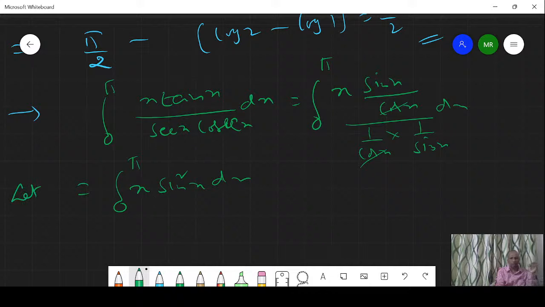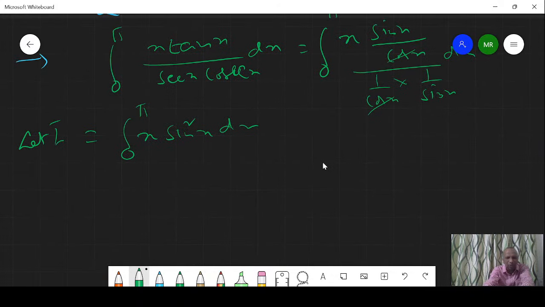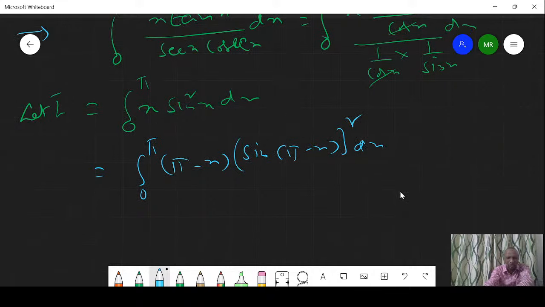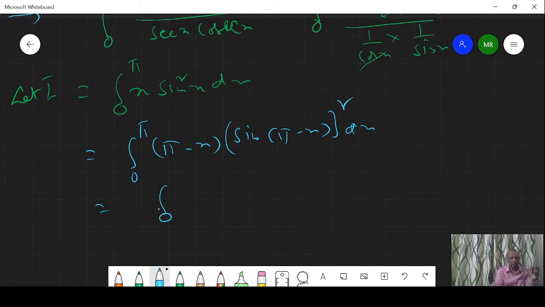Now you can consider, let I be equal to this given problem. Then replace x with pi minus x: 0 to pi, (pi minus x) into sin of (pi minus x) whole square dx. Applying, replace x with pi minus x. This is sin of pi minus x, sin x only. Then sin square x it comes.